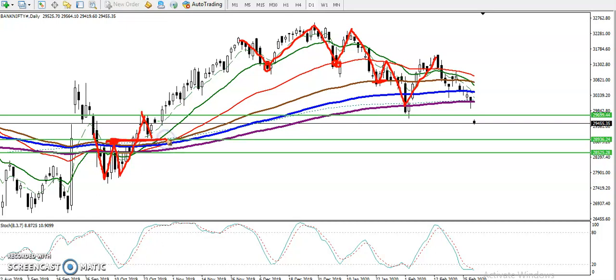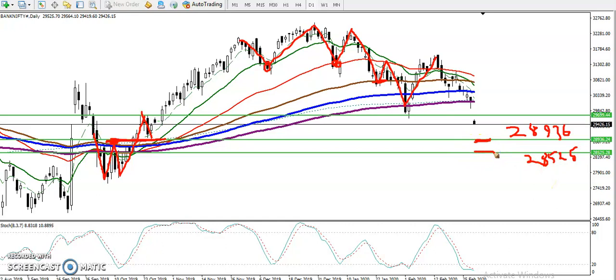And when I drew a horizontal line, exactly we have seen around 28,936, there is a support. So this is the first support. The next support we have seen is around 28,525 here. 28,525, so that is the next support.